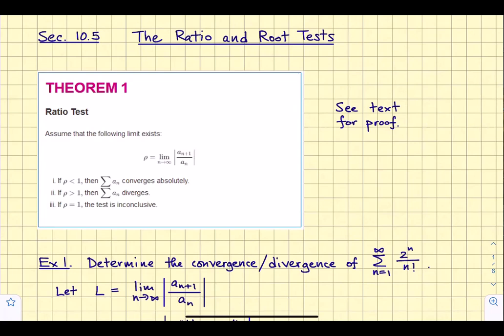Section 10.5, the ratio and root tests. The purpose of this section is to add two more very important tests to our repertoire for testing for the convergence or divergence of an infinite series. So let's begin with the first one, the ratio test.